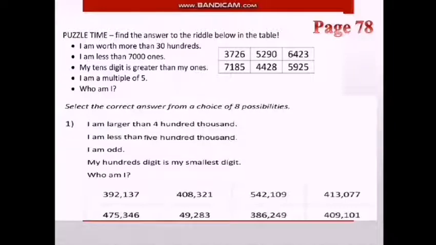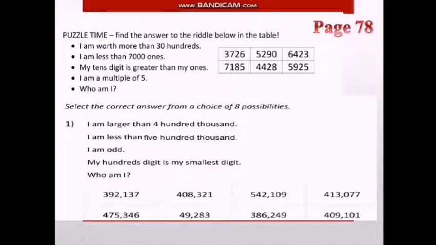Here, he said in number 1, I am worth more than 300. This means the number must be more than 3,000, so we need a number more than 3,000. So we will cancel any number smaller than 3,000. Do we have any number smaller than 3,000 here? No. Okay, so we will look to number 2.